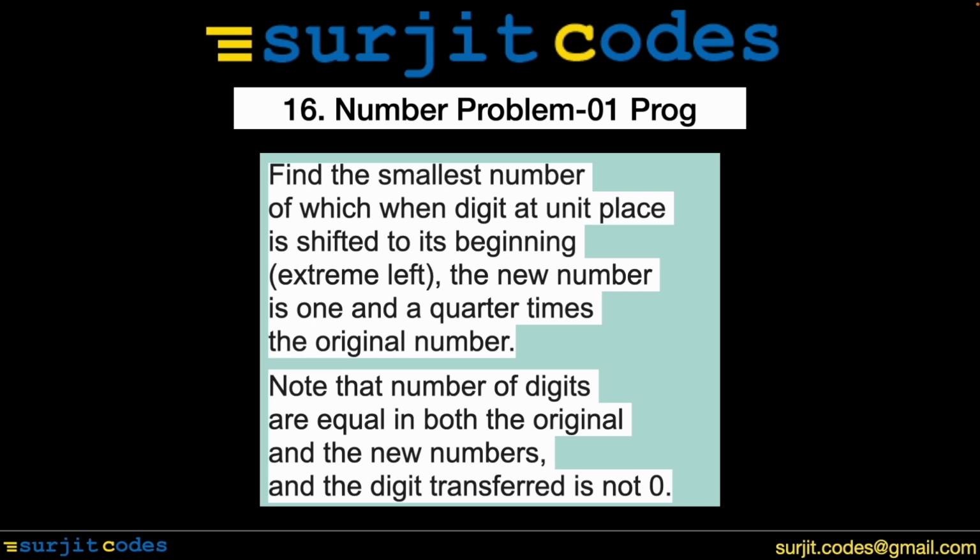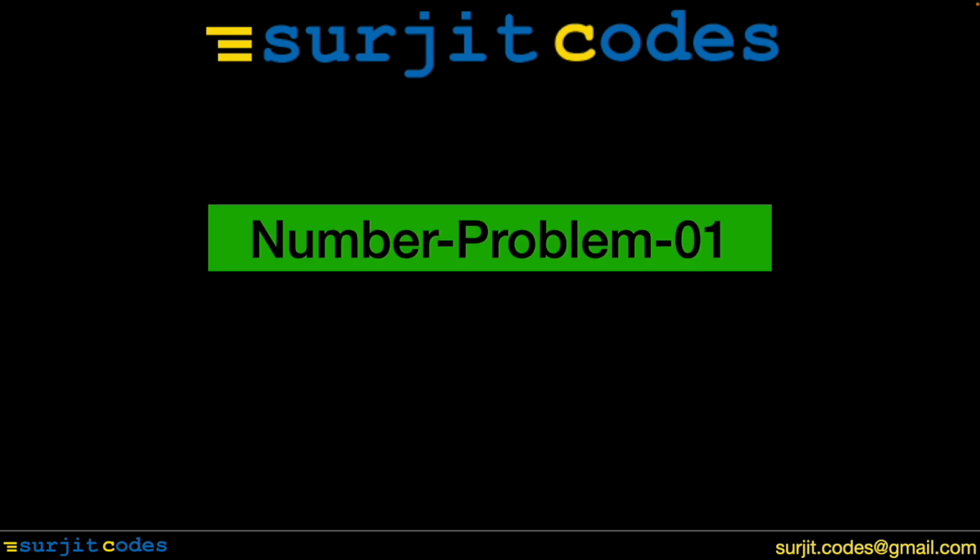In this session, we will write the Python program for the number problem that we explained in the previous video. Find the smallest number which, when the digit at the units place is shifted to its beginning, that is the extreme left, gives a new number that is 1¼ times the original number. Note that the number of digits is equal in both the original and the new numbers, and the digit transferred is not 0. We had formulated the problem in the previous video and obtained its numerical solution. Now we will write the Python program for this problem.